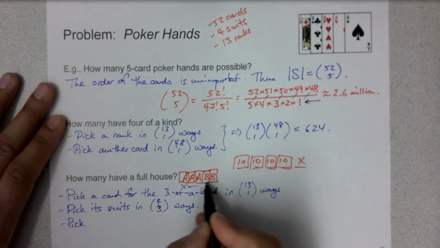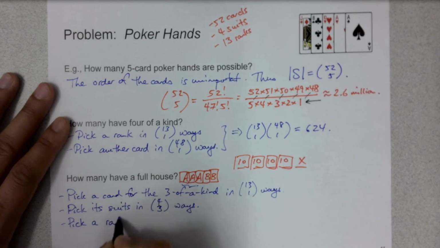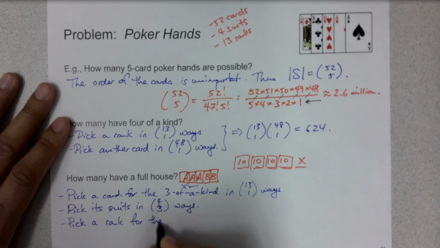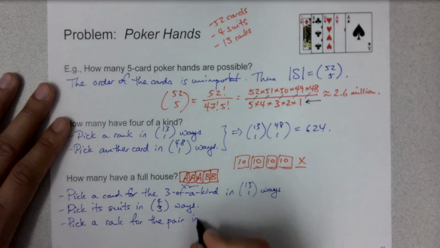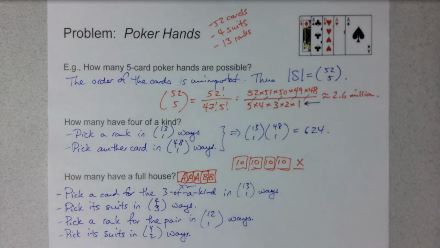And then we do the same thing for the pair. Now the pair of B's, we'll have not 13 choose 1, but 12. So 12 different things remaining, and then we're going to pick its suits in 6 different ways. That's 4 choose 2. 2 of the 4 suits. So we're doing it in stages, okay?